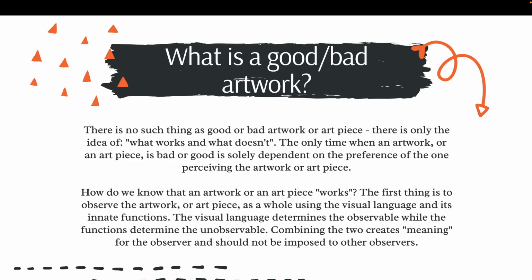Now, the visual language determines the observable, while the functions determine the unobservable. Now, combining the two, the visual language and the functions, creates what we call meaning for the observer. And this meaning should not be imposed on other observers.